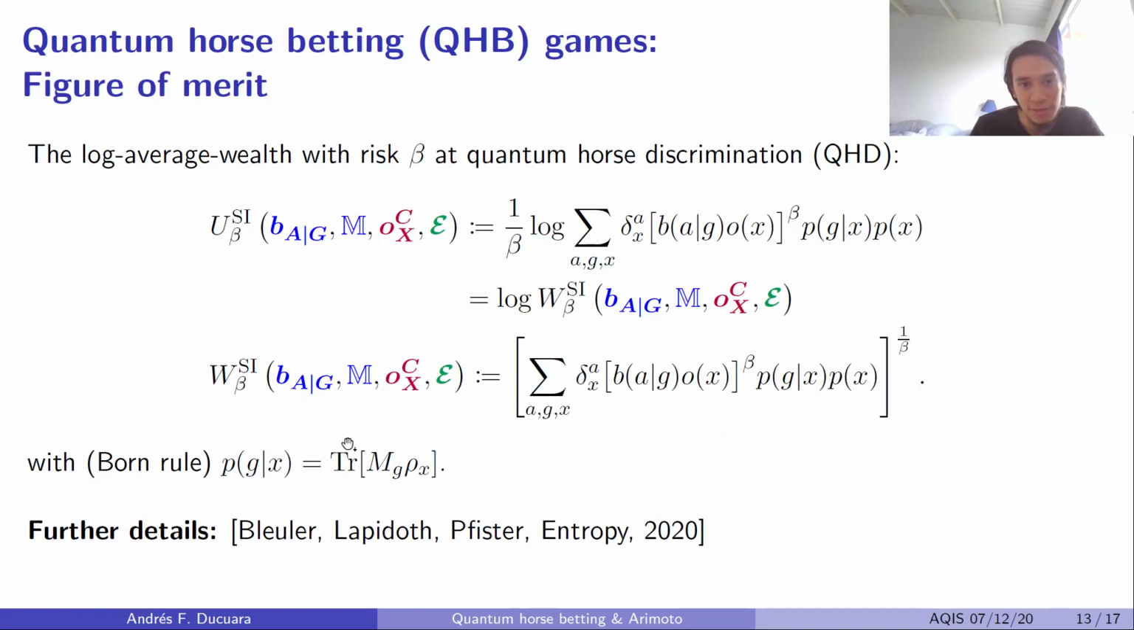And now the figure of merit of these games comes in the form of the so-called log average wealth. Here, we can understand it in this way: log of this W, which is the average wealth, and we can see that this is an average wealth because we are averaging here, and this expression here is going to be the wealth. Remembering that O is the odds and B is the betting strategy, and therefore this whole quantity is the wealth. We're also including parameter beta here, which is going to represent the risk taken by the gambler. And for more information, please look at this recent reference.